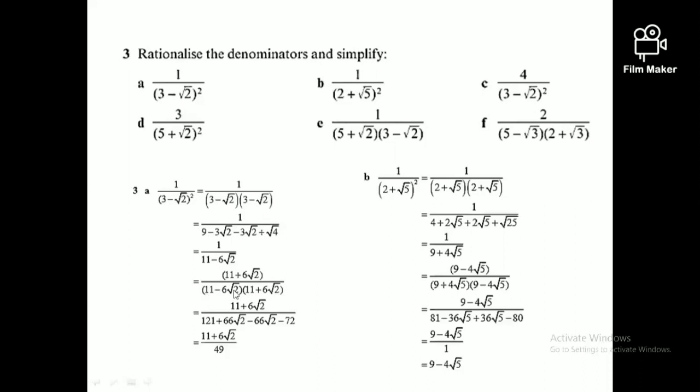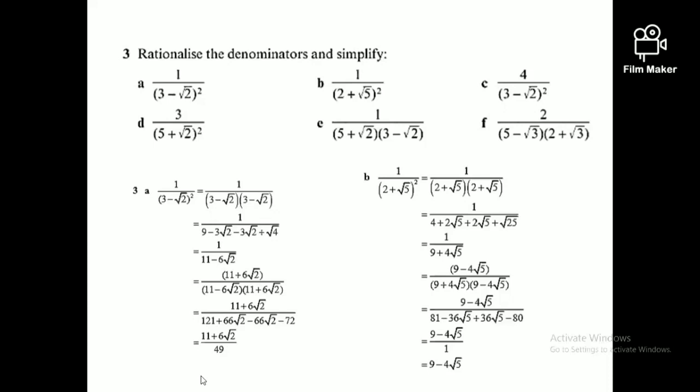If you multiply 11 into 11 is 121, 11 into 6 root 2 is 66 root 2, minus 6 root 2 into 11 is this much. Actually, no need of doing this straightforward. You can write 11 into 11 is 121, minus 6 root 2 into plus 6 root 2 is minus 72. You can just use the calculator and you can get it. 121 minus 72 is 49. This is the other way of getting this answer.